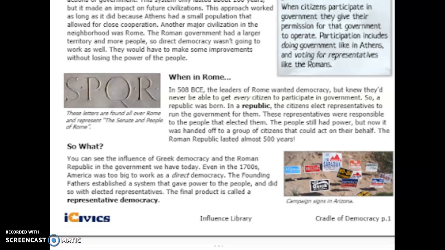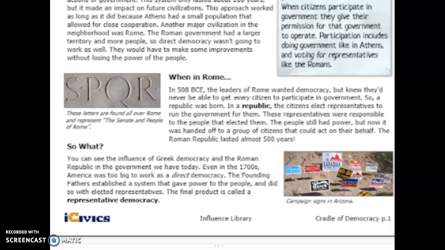When in Rome, in 508 BCE, the leaders of Rome wanted democracy, but knew they'd never be able to get every citizen to participate in government. So a republic was born. In a republic, the citizens elect representatives to run the government for them.